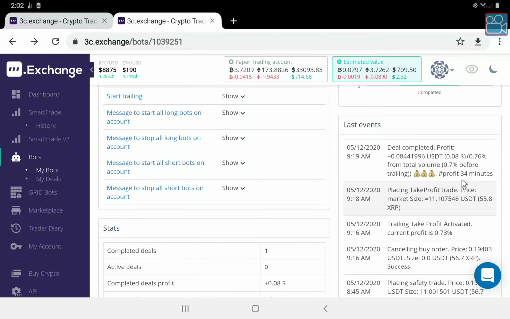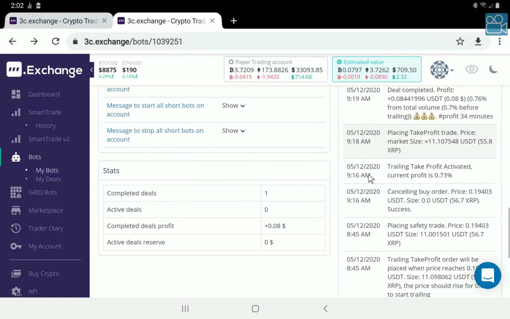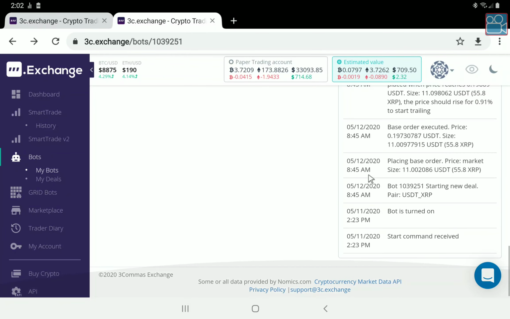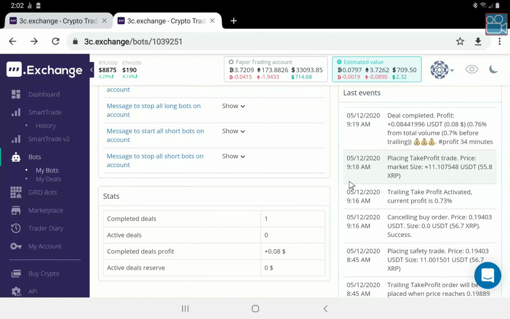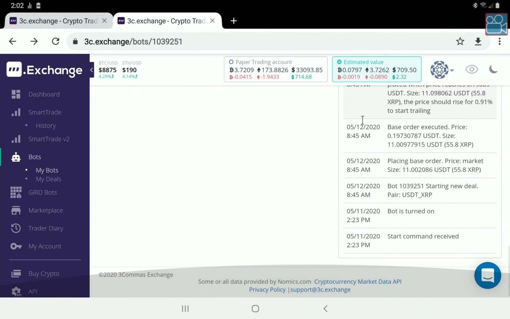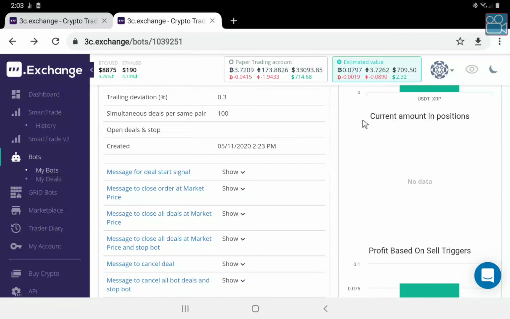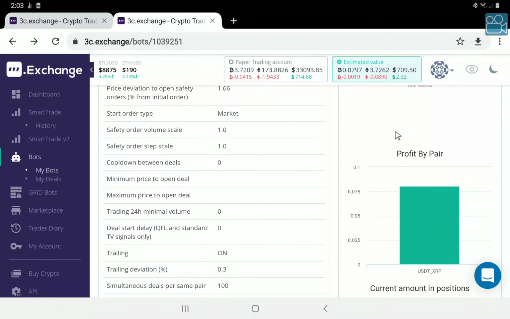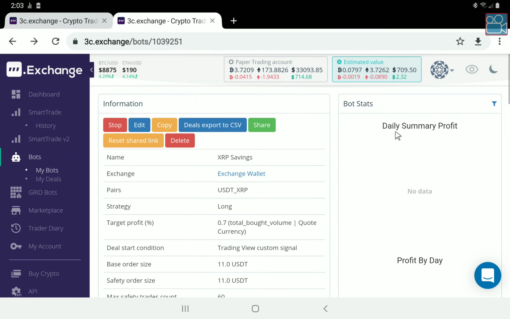So you want to be able to keep track of all of the details. Let's see, when did this start? 5/11 is when I started this, and this deal took a little bit over a day. Not bad, not bad at all. But that's some of the stuff that I've been working with in testing Jackrabbit.